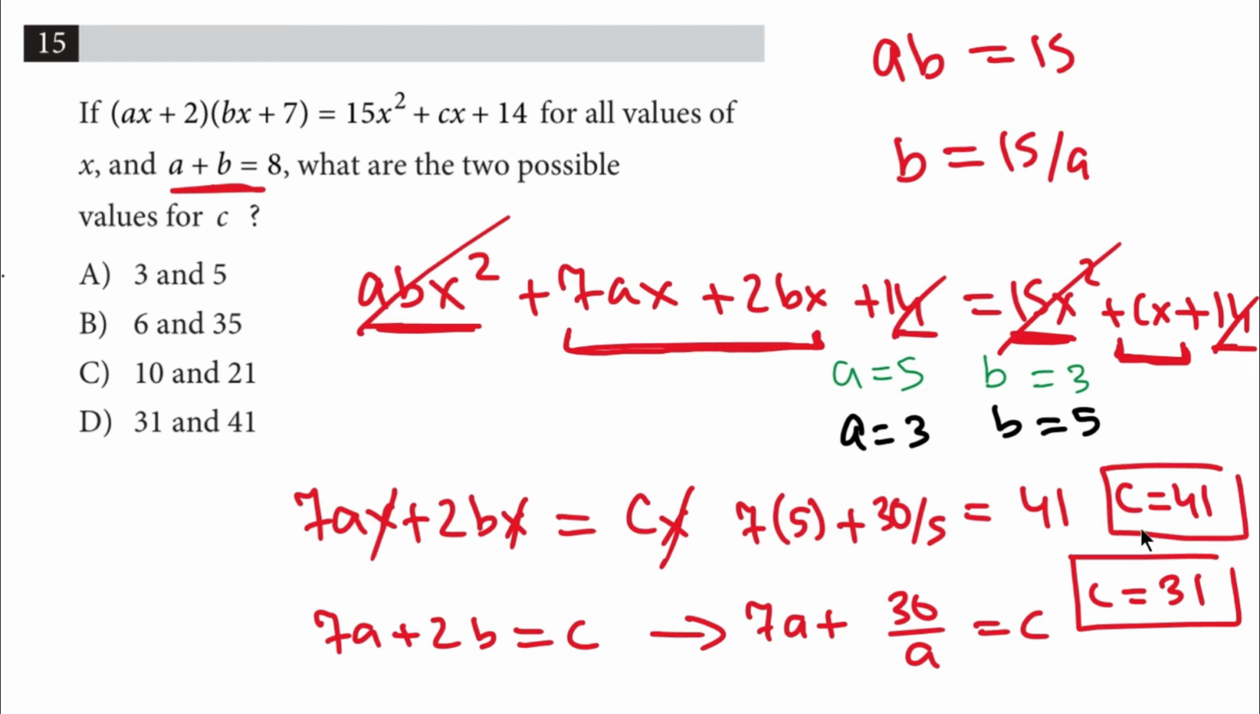And therefore, we have found two possible values of c. c is either 41 or c is 31. Therefore, D is the correct answer.